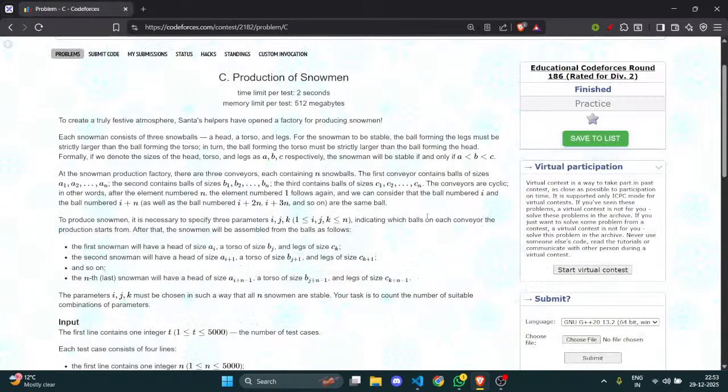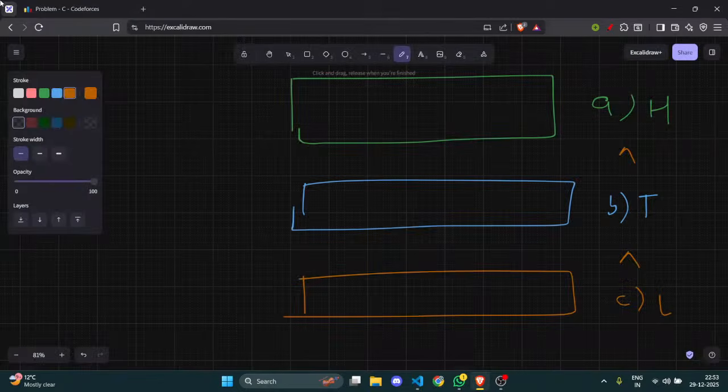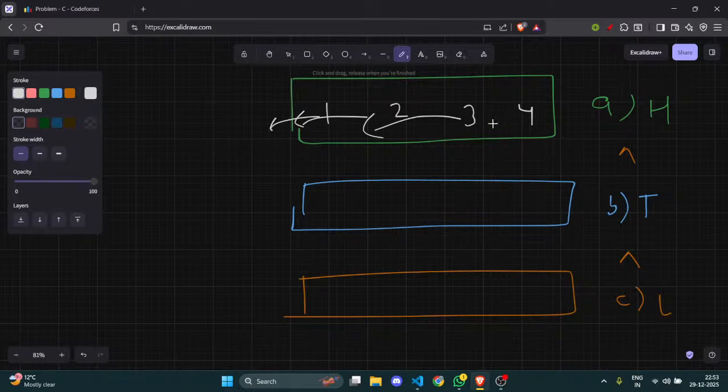Now the conveyor belts are like this, and they are cyclic. Let's say there were, let's make it with white, these were the snowballs: one, two, three, four. After four, one comes again. So snowball one comes, then two, then three, then four.